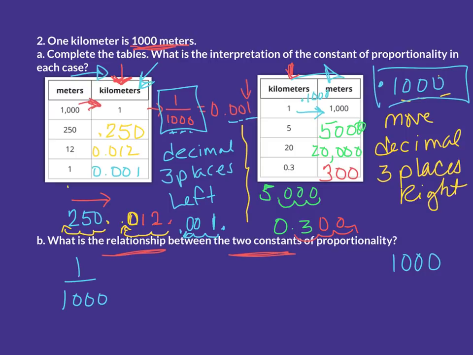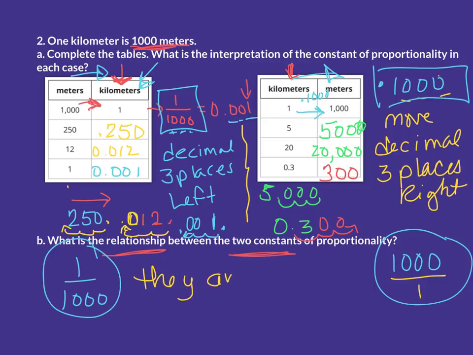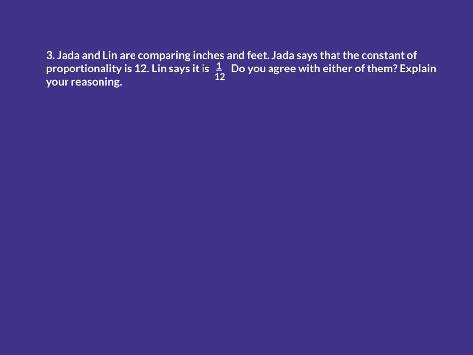Well, if I look at these two numbers, I should notice that they are, if I put this over 1, reciprocals of each other. And remember, reciprocal is just a fancy name for meaning we flipped it. Okay, next one. Move on.